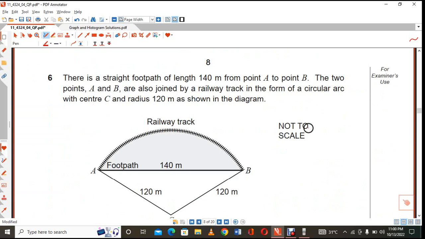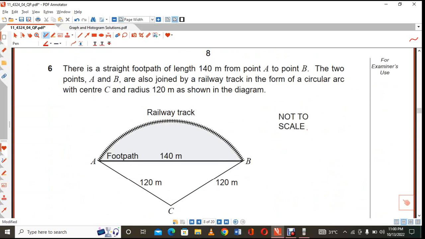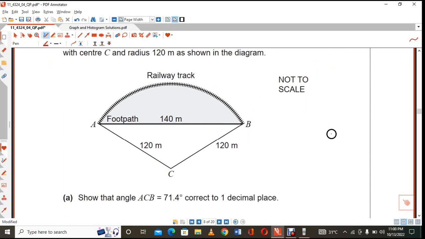Good. Question 6. There is a straight footpath of length 140 meters, as you can see, from point A to B. The 2 points are also joined by a railway track in the form of a circular arc. It's not a semicircle, please. Circular arc, because this thing is a sector. Center is C, radius is 120 meters, as you can see in the diagram.